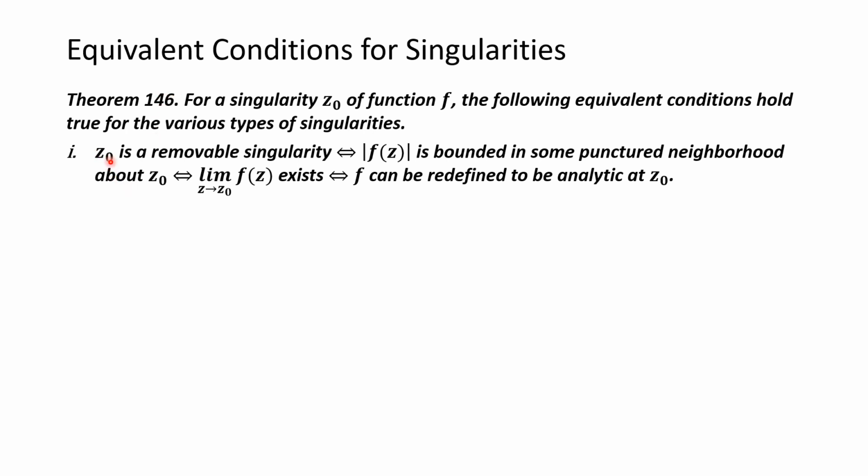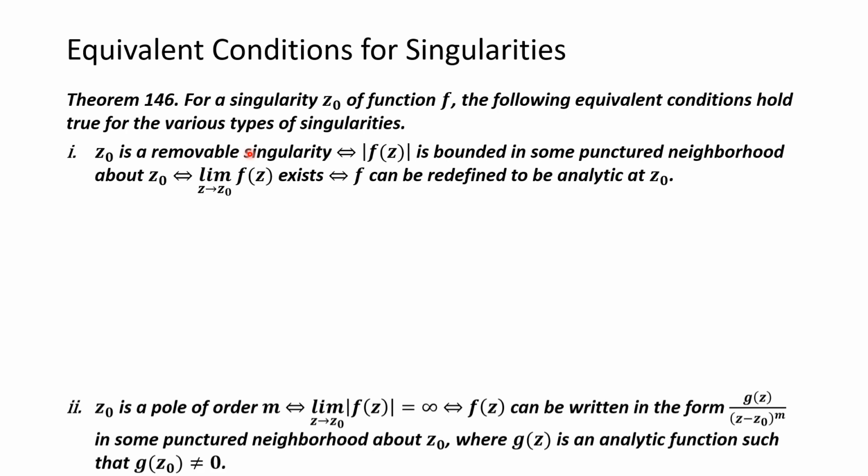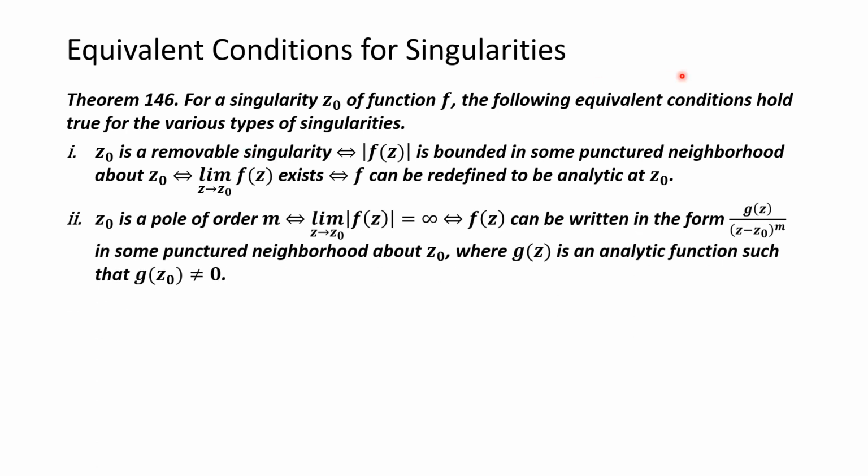In any event, z sub 0 is a removable singularity if and only if the modulus of f of z is bounded in some punctured neighborhood about z sub 0, and that's true if and only if the limit as z approaches z sub 0 of f of z exists, and that's true if and only if f can be redefined to be analytic at z sub 0. These are useful in the sense that sometimes it's easier to apply one of these equivalent conditions than the actual definition. And that's true for the next two items that we're going to talk about.